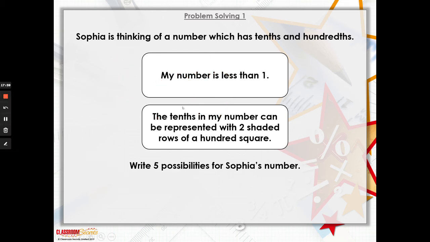Okay, so the tenths in my number can be represented with 2 shaded rows of a 100 square. So try and remember what that means. How many tenths would you have if you've got 2 shaded rows? Okay, so have a go. Try and write 5 possibilities for Sophia's number. I know I accidentally showed the answers, so hopefully you're not cheating. How many hundredths or how many tenths do you think? It'd be easy to write in hundredths, which we'll find out in a minute. So pause the video and have a go at this problem.